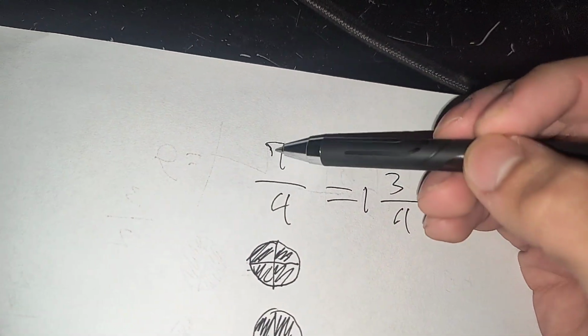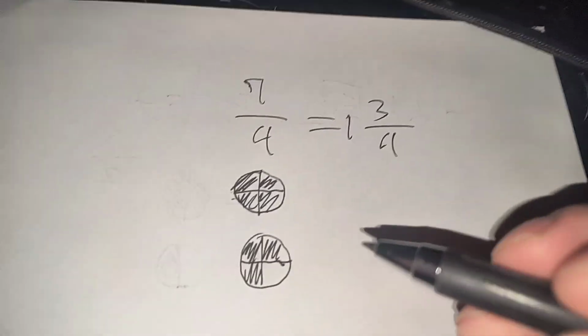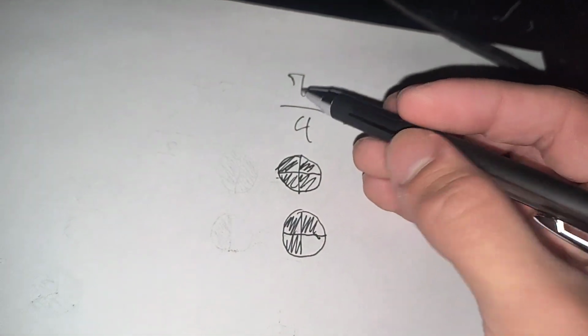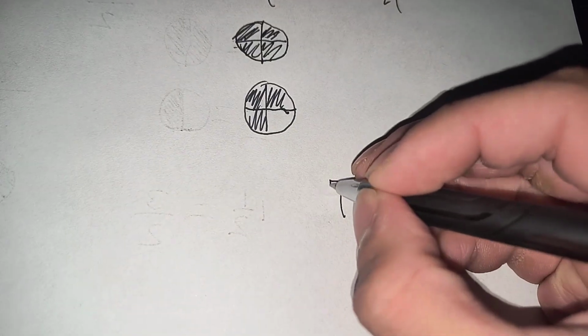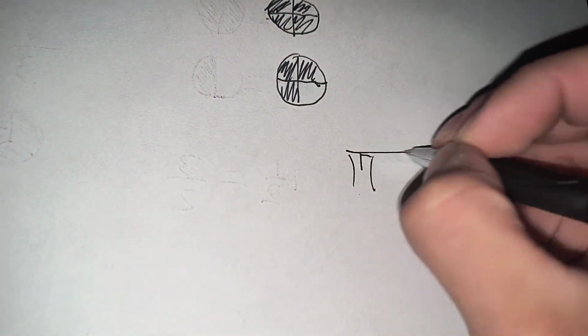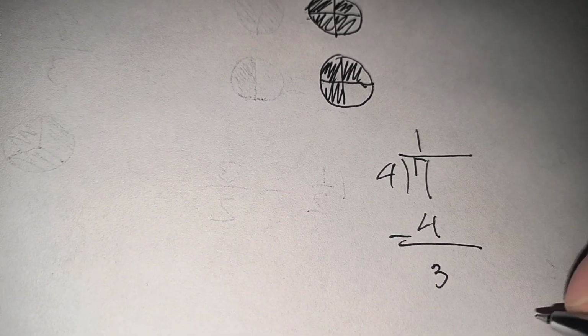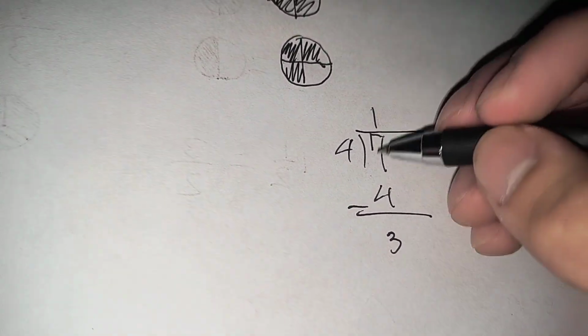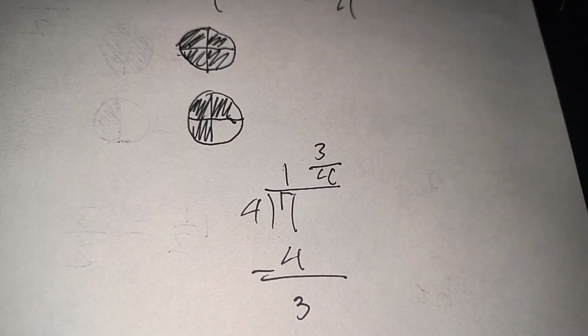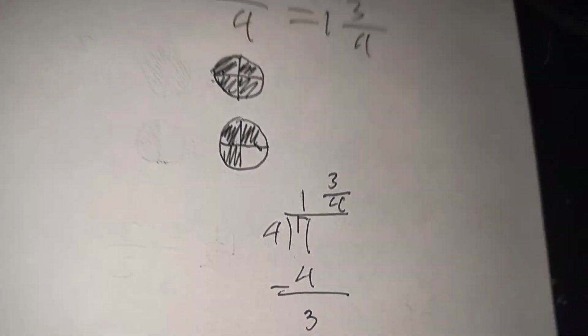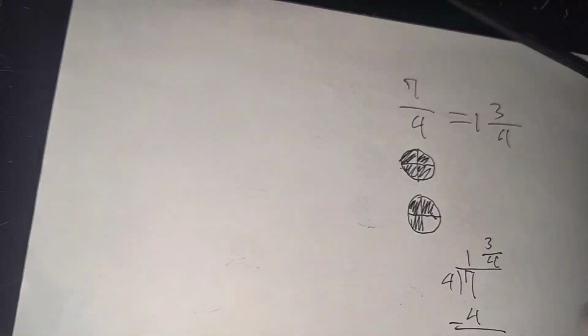When we have an improper fraction like this, where the numerator is greater than the denominator, what you would do is divide the numerator by the denominator. So how many times can 4 go into 7? It can only go in once. And then what is the remainder? Well, 7 minus 4 is 3. And then you just put 1, and then that remainder 3, and then put the 4 as the denominator. And that's how you would turn an improper fraction into a mixed number.